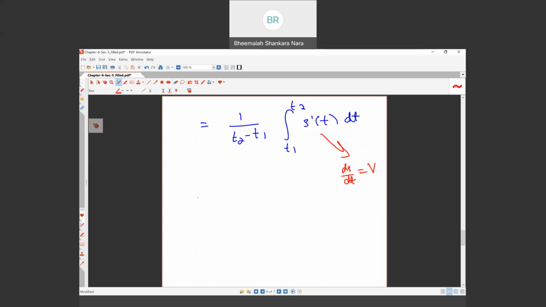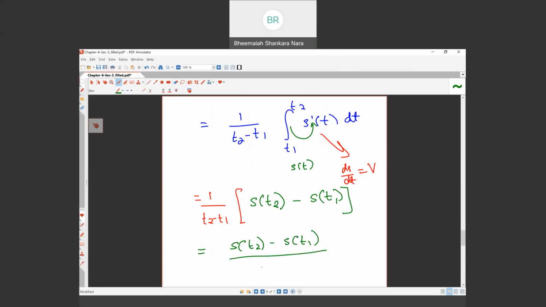Now we write 1 divided by t2 minus t sub 1. You are integrating a derivative. When you integrate a derivative term, all you get is just the function back. So after integration, I get s of t. Now s of t is evaluated at the upper limit t2, minus s of t evaluated at the lower limit t1. Now rewrite: you have s of t2 minus s of t1 divided by t2 minus t1.